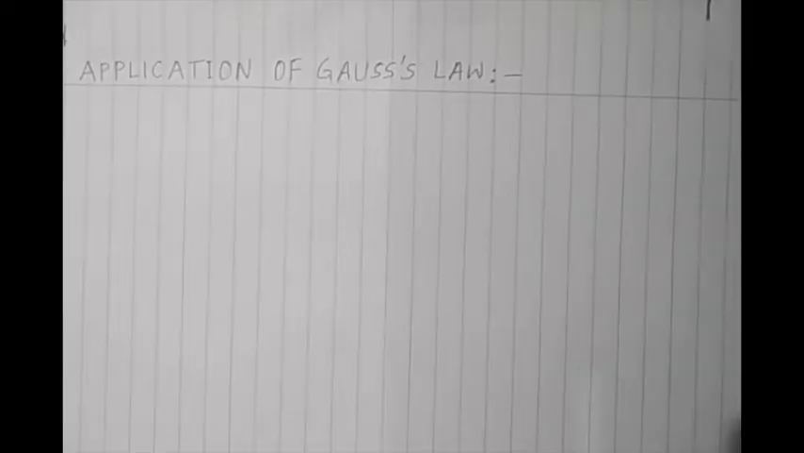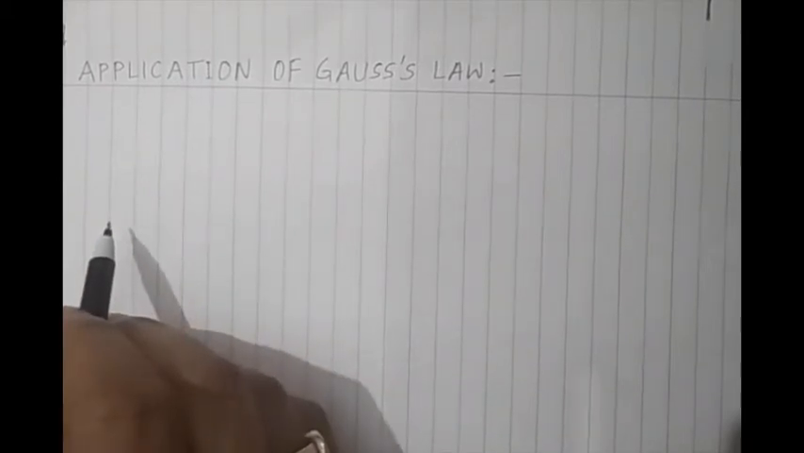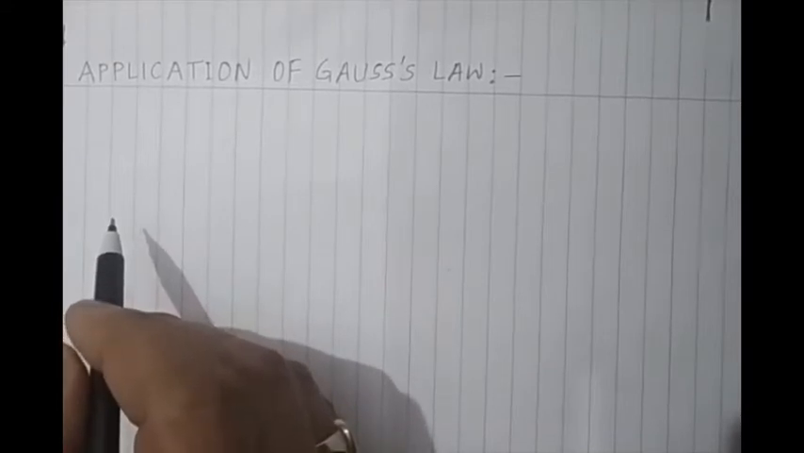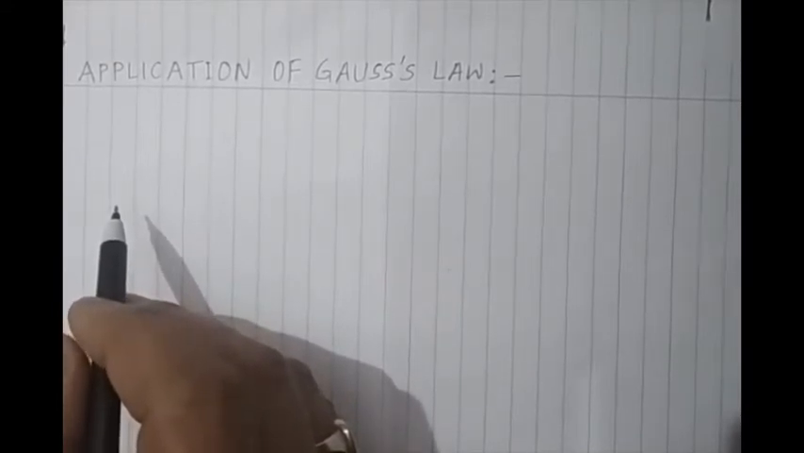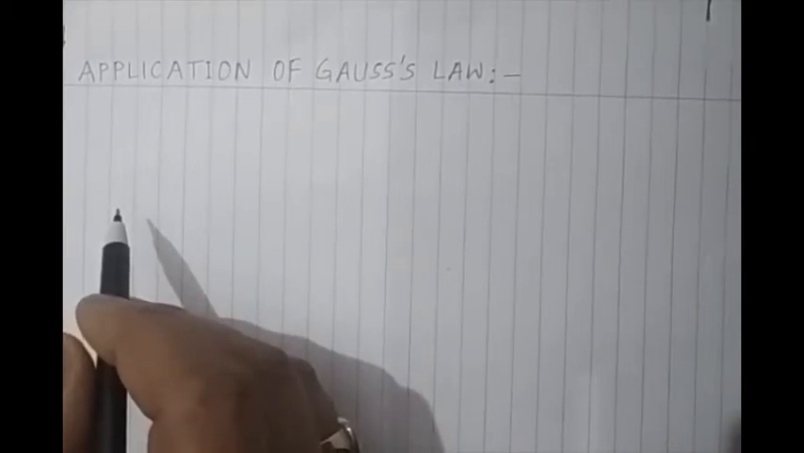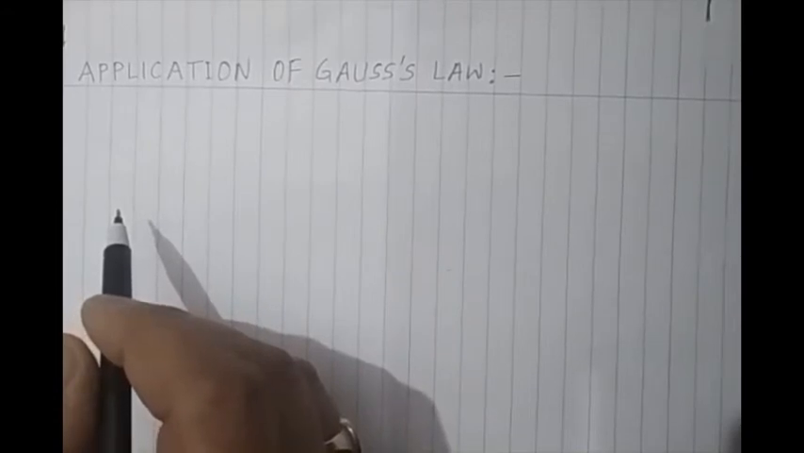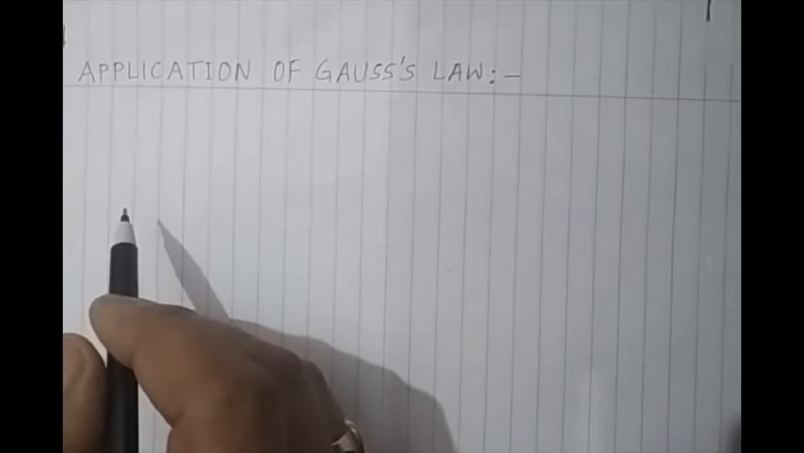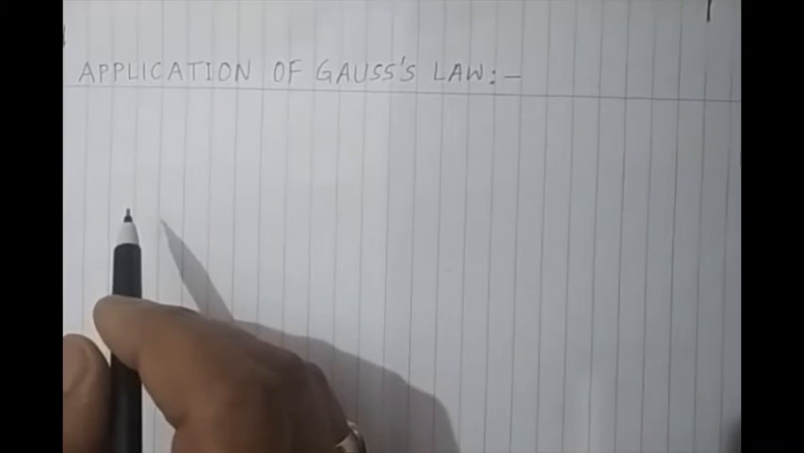In this video, we will learn the application of Gauss's law, or use of Gauss's law. Gauss's law can be used to find the electric flux through a closed surface if we know the charge inside the surface. And most importantly, Gauss's law can be used to find the electric field intensity due to a charge configuration if the charge configuration has some symmetry.